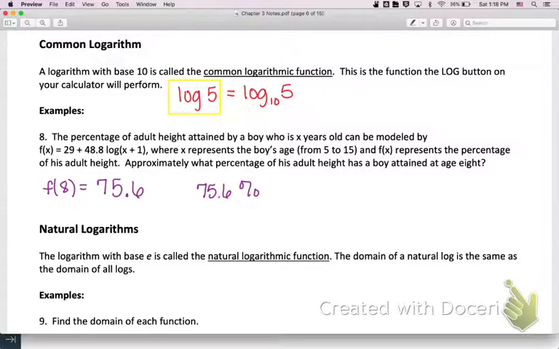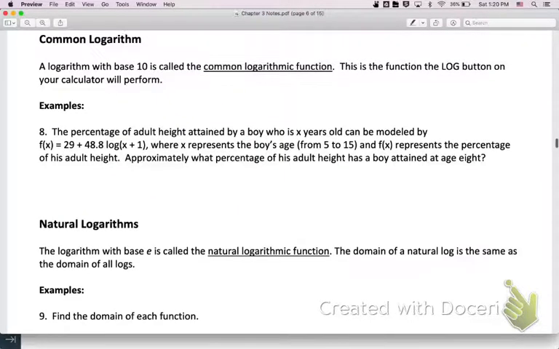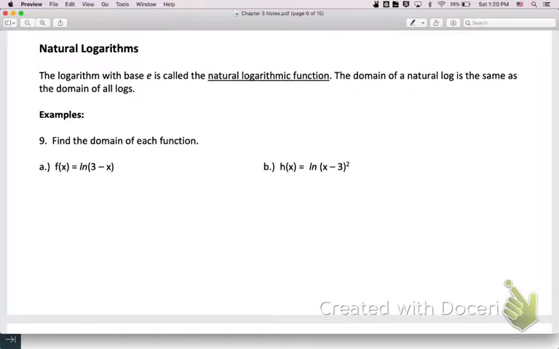Now, right below the log button, you'll see the ln button, and the ln button stands for natural log. This is when we are using the log base e. So if you see the natural log, that's an ln, not an I. Some people write it in, which is incorrect. That's an ln of, say, 5. That's the same as saying the log base e of 5. Okay, we don't write the base e, we use the natural log.